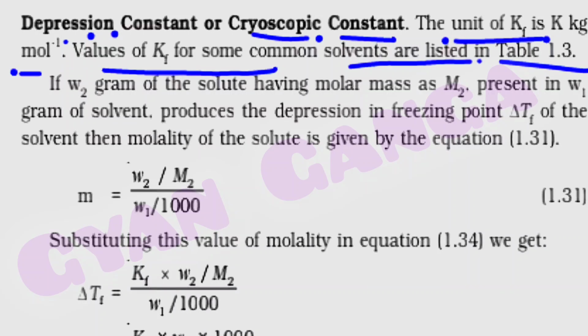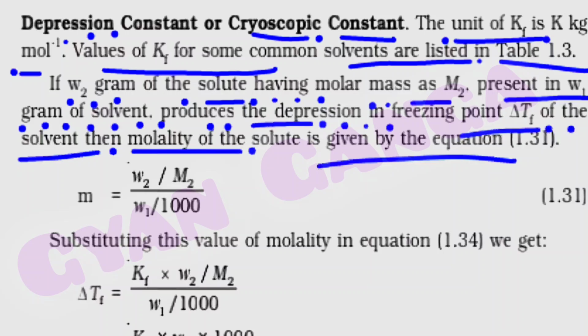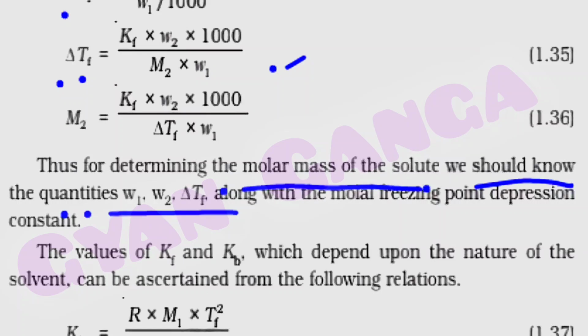If W2 grams of solute of molar mass M2 is present in W1 grams of solvent, producing a depression in freezing point ΔTf of the solvent, then the molality of the solute is given by equation 1.3: m = (W2/M2) × (1000/W1). Substituting this value of molality in the equation, ΔTf = Kf × W2 × 1000 / (M2 × W1), so M2 = Kf × W2 × 1000 / (ΔTf × W1). Thus, to determine the molar mass of the solute, we should know the quantities W1, W2, ΔTf, along with the freezing point depression constant.